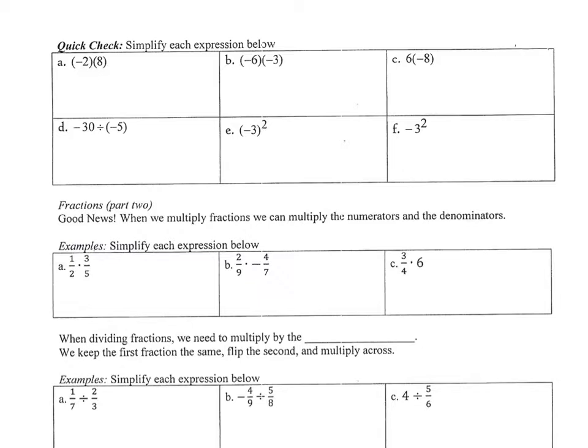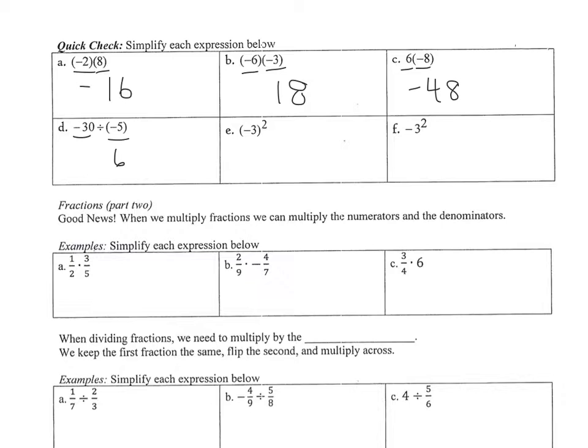So here's more. A negative times a positive is a negative. A negative times a negative is a positive. A positive times a negative is a negative. A negative divided by a negative is a positive. And I want you to look at E and F very carefully here.